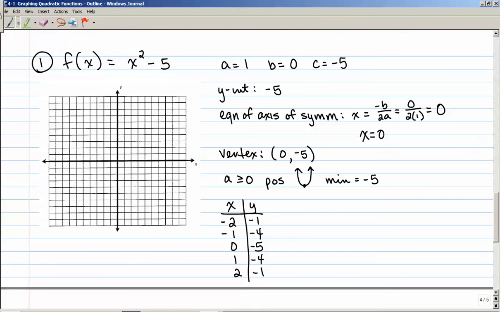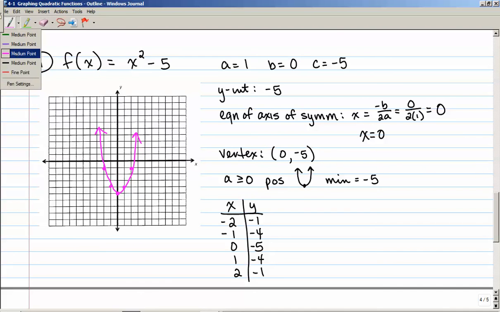So let's go ahead and graph that. So -2, -1, -1, -4, 0, -5, and so on, and your parabola will look like that.